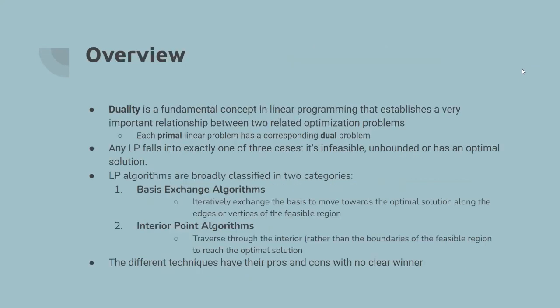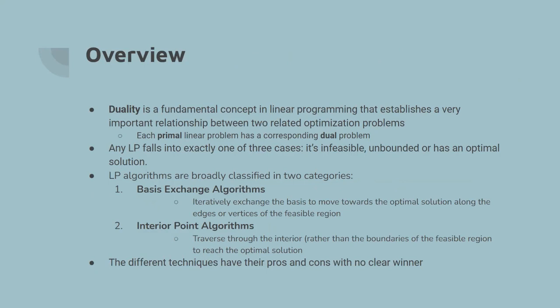All right, so what did we learn in this section? Duality is a fundamental concept in linear programming that establishes a very important relationship between two related optimization problems. Each primal linear problem has a corresponding dual problem. Any linear program falls into exactly one of three cases. It's infeasible, unbounded, or has an optimal solution.